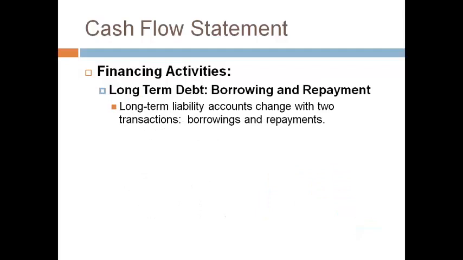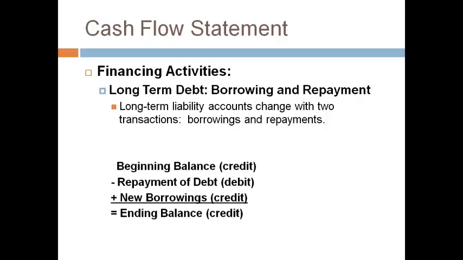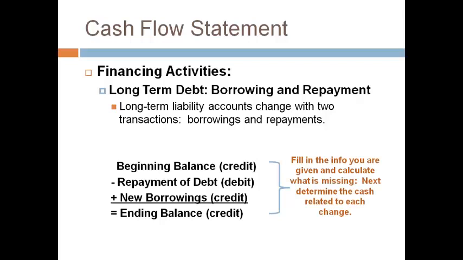Let's take a closer look at the financing activities section. This section reports cash changes associated with long-term liabilities. This generally consists of borrowings and repayments of long-term debt and notes payable. The amount of the change in the account can be determined with a plug if you know 3 of the 4 items associated with the account. Determine the cash related to each change. The cash amount is reported on the cash flow statement. A change in a long-term liability account is assumed to also be cash if there is no other information provided.